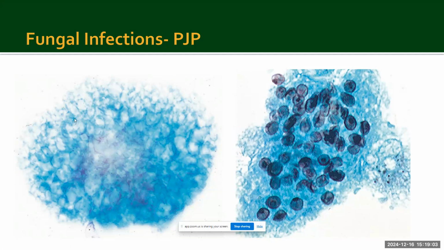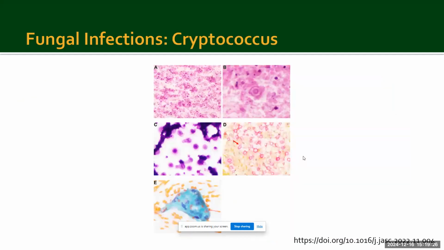Reflexing a GMS stain is very helpful in diagnosis of PJP. You can see GMS highlights the trophozoites in the PJP. There is even a PJP immunostain, which I used to do in my prior practice, which is also very helpful. But I like to see both the GMS and the immunohistochemical stains.